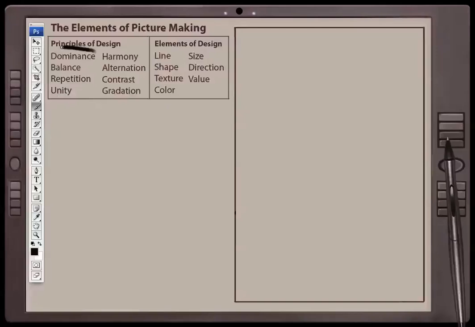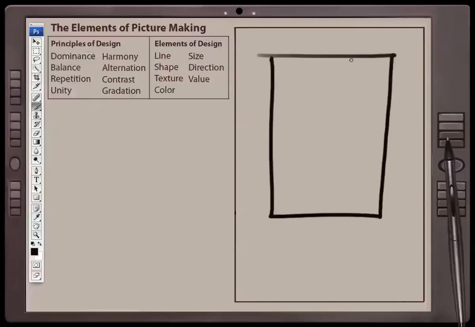Now let me get back to dominance. So dominance is achieved three ways. And I'll just roughly do a little sketch here and add some shapes. These are angular shapes.